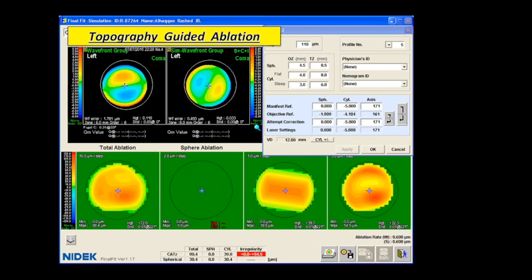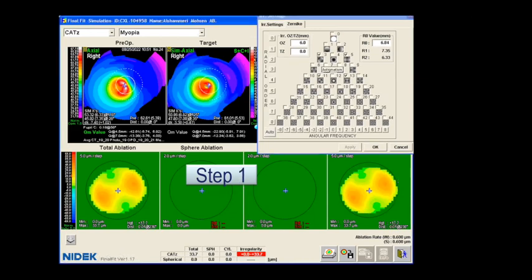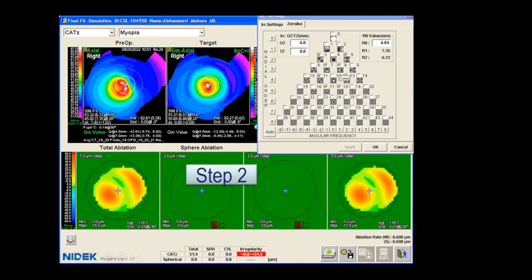See, all topography guided, because this is the shape. Now this is another one. First of all we do treatment which is topography guided, and then this will change the astigmatism from 7 to 4 by treatment. Step 1 is to treat the astigmatism. We change it from irregular to regular astigmatism.